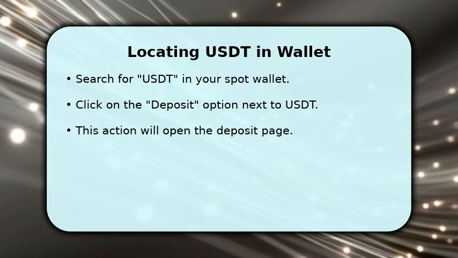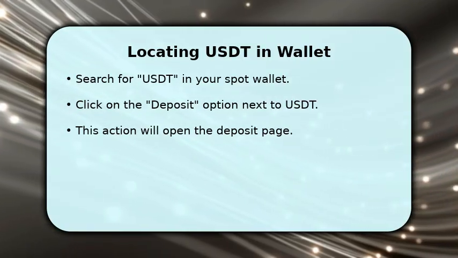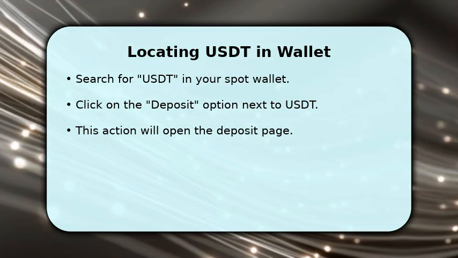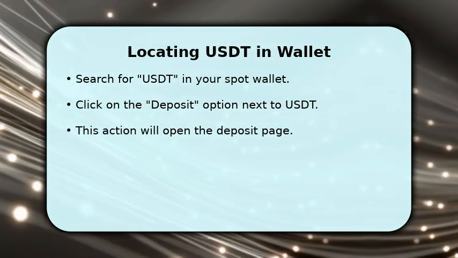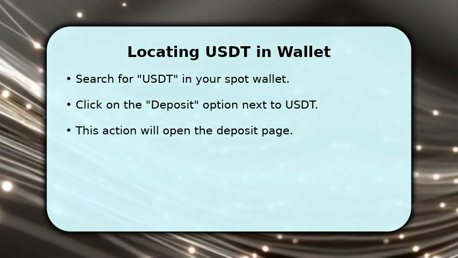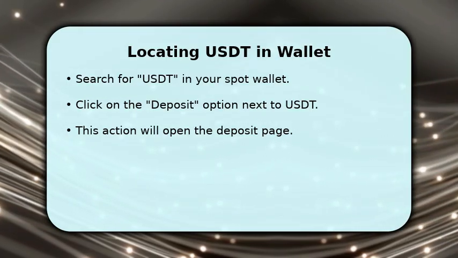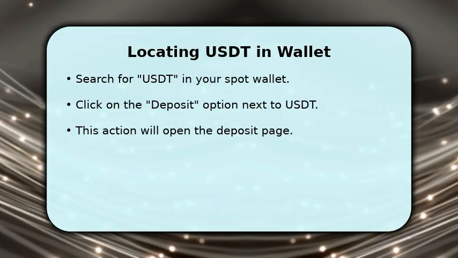Now that you are in your Fiat and Spot wallet, you need to find USDT. You can use the search bar, typically located at the top of your asset list, and type USDT. Once Tether is displayed, look for the Deposit button next to it. Click this button to proceed to the Deposit page, where you will find the necessary details.